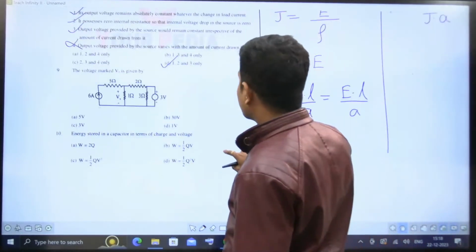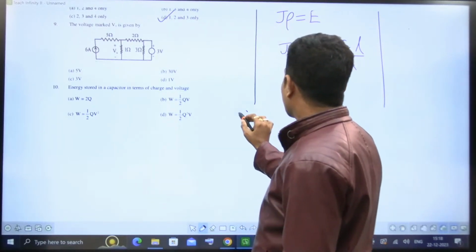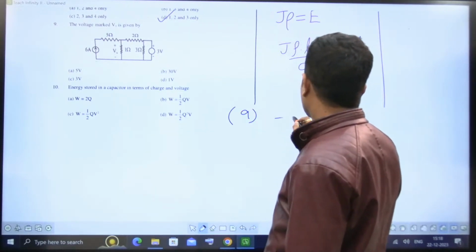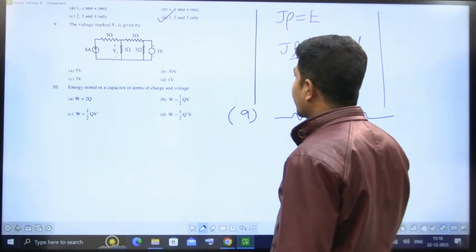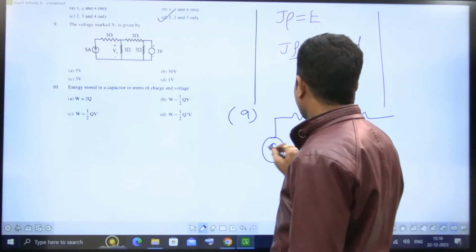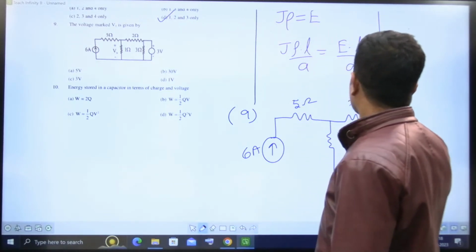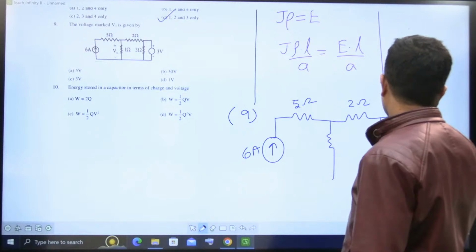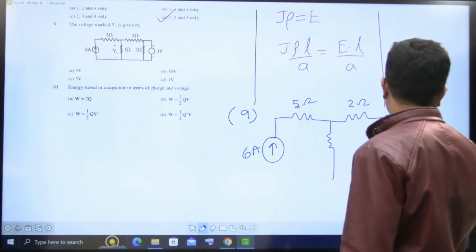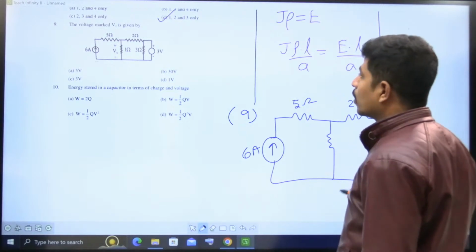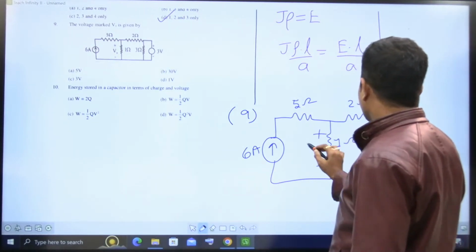In question number 9, that fellow has given a circuit. I'll read out the circuit. Whenever there is a circuit, I'll read it out. If it is not visible to you that clearly, don't you worry, I'm here. This is 6 amperes. This is 5 ohms. This is 2 ohms. This is 3 ohms. This is 3 volts. This is 1 ohm, and this is Vx.